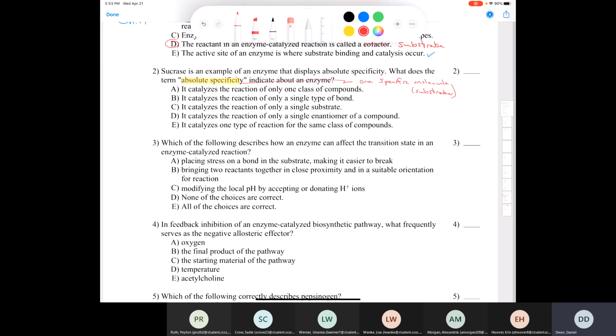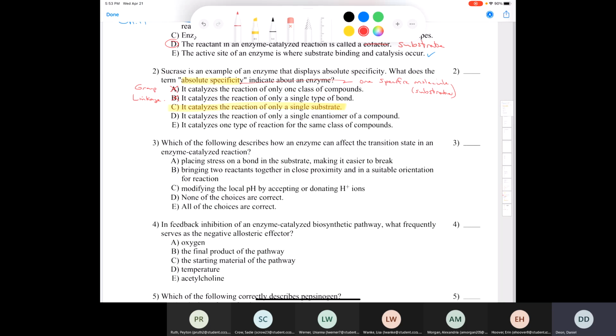So A, it catalyzes the reaction of only one class of compounds. No, that would be group specificity. So we'll cross that out. That would be group specificity. It catalyzes the reaction of only a single type of bond. No, that would be linkage specificity. It catalyzes the reaction of only a single substrate. That is our correct answer.